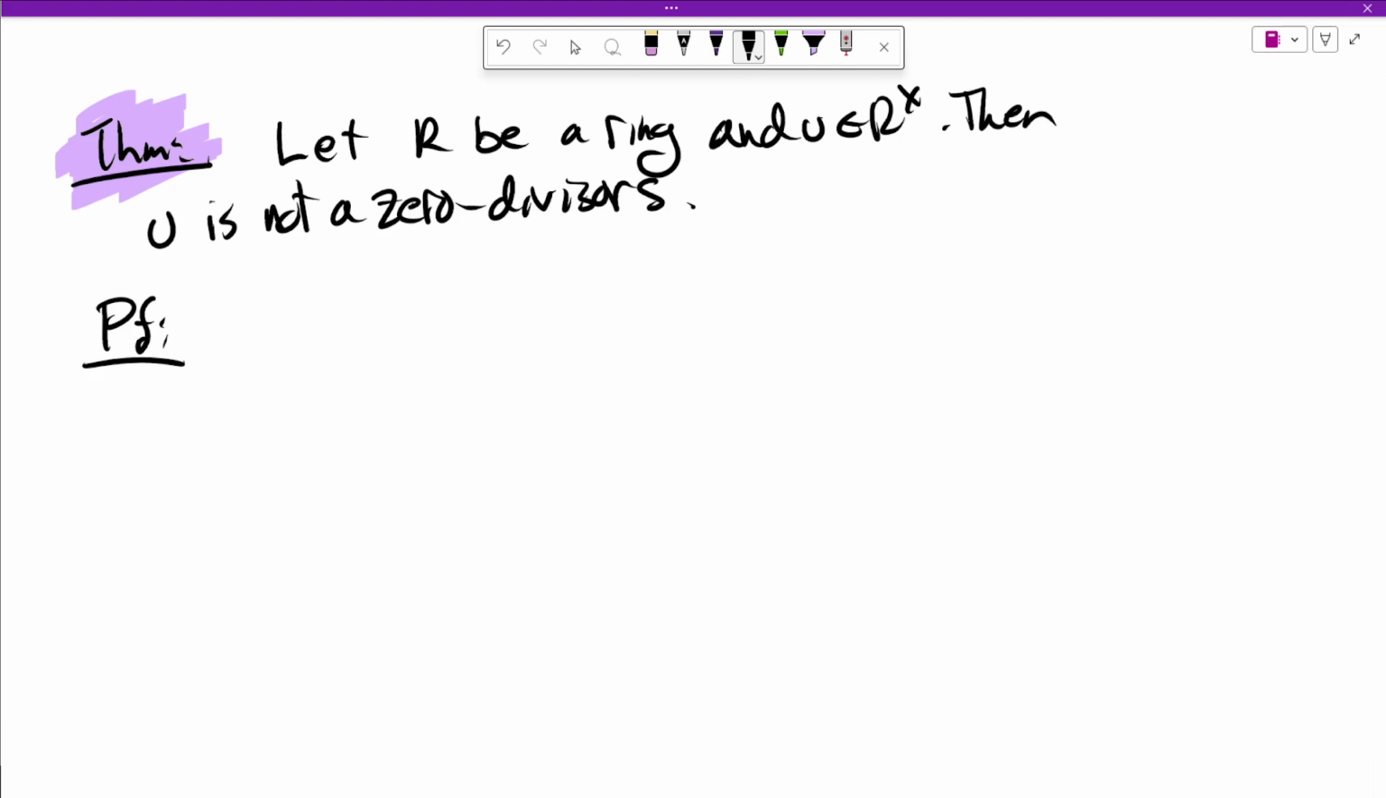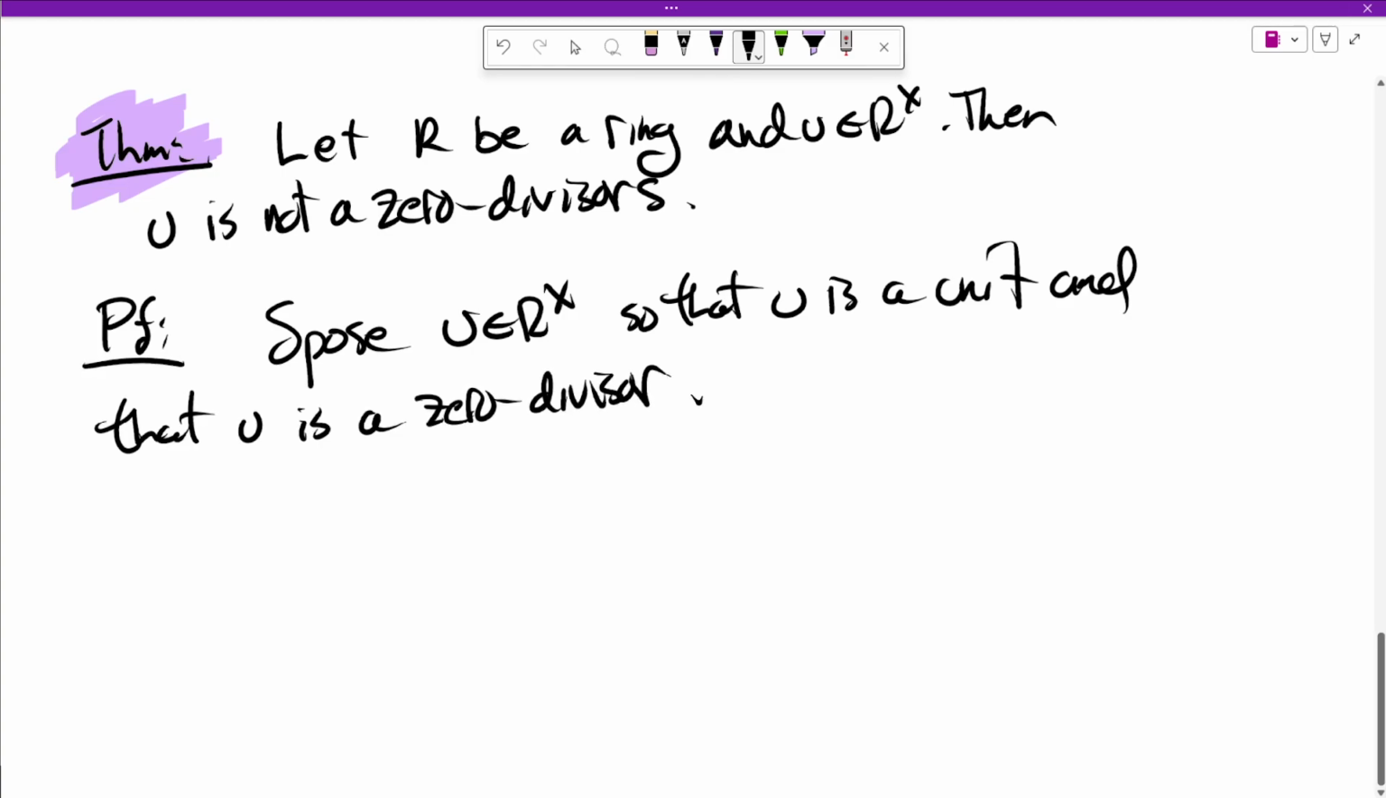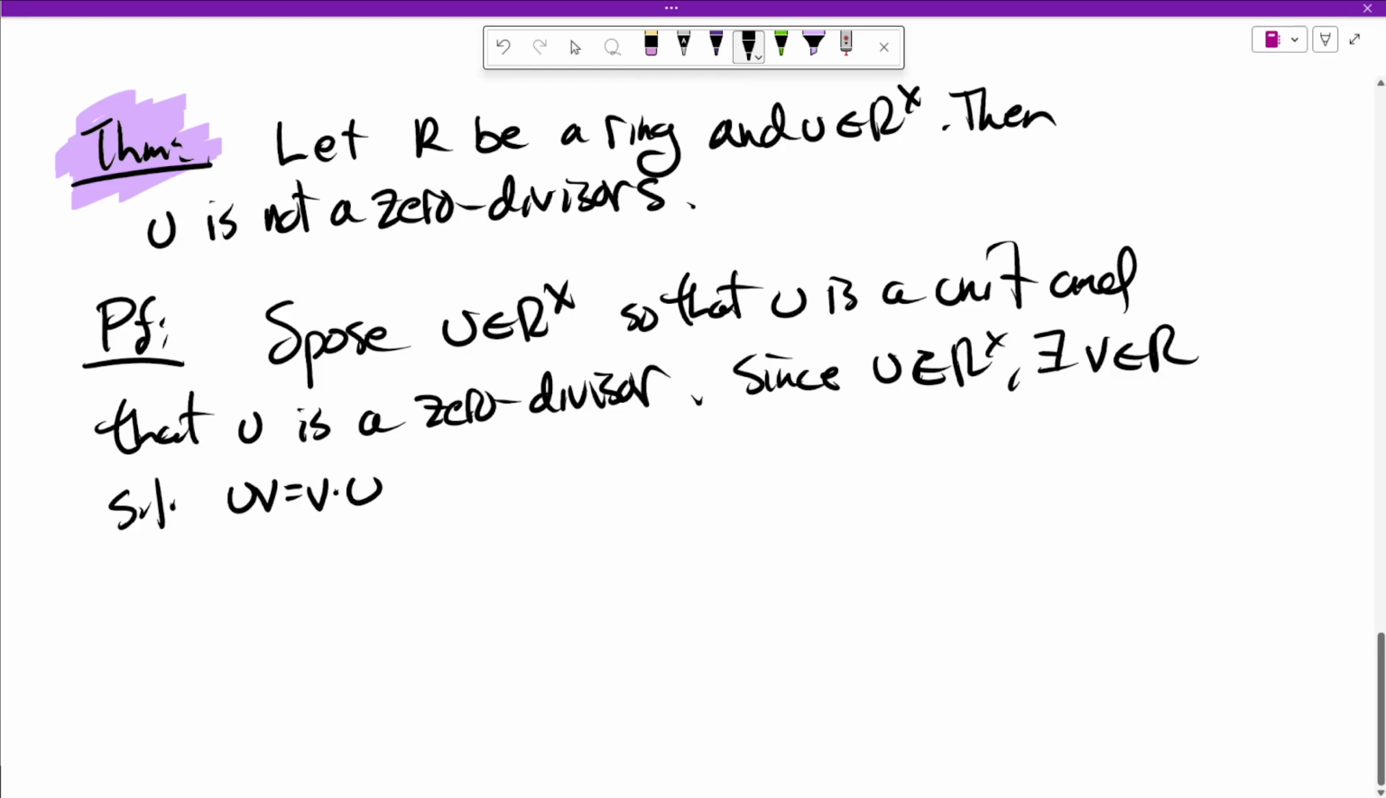So the way we're going to go about this is we're going to suppose that U is a unit, so U is in R cross, and that U is a zero divisor. So now let's write out what both of these mean. Since U is a unit, there exists some V in R such that UV is VU is 1.